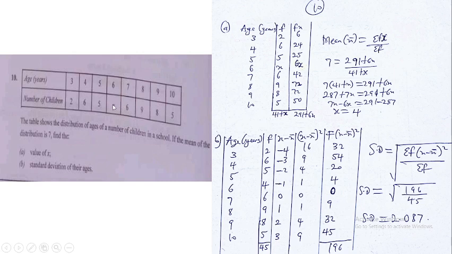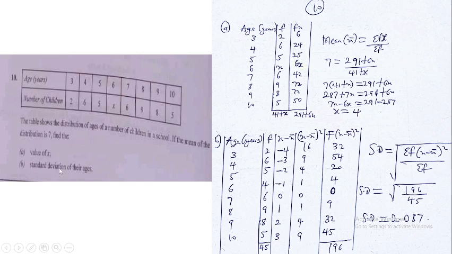So the number of children here is 4. So if our x is 4, that means you can know the total frequency here. That will be 41 plus 4, and that will give us 50. That means you have 50 children involved here. Total frequency is 50. Then let's go to the second question, which is question number 10b.